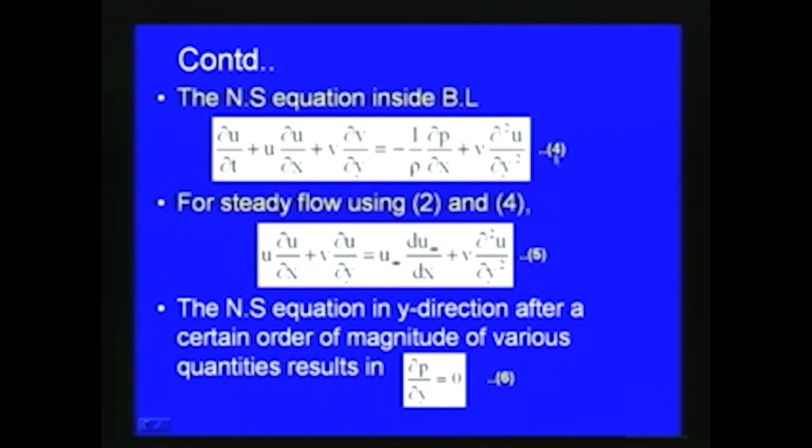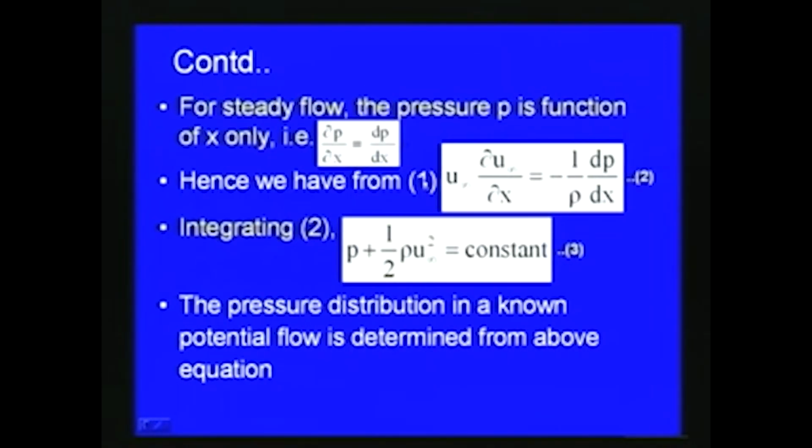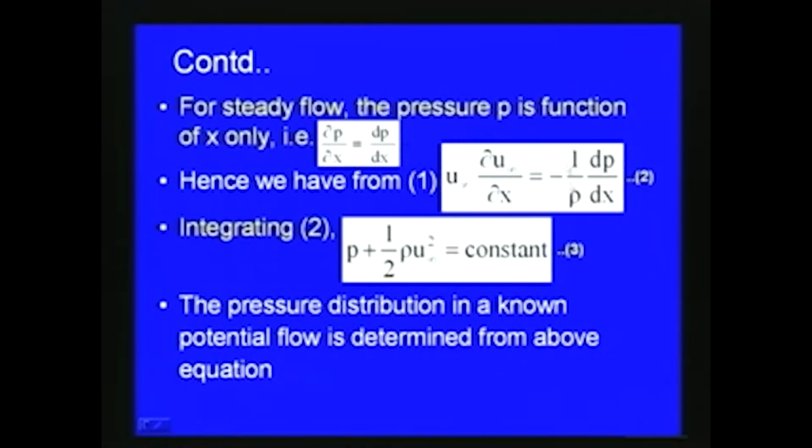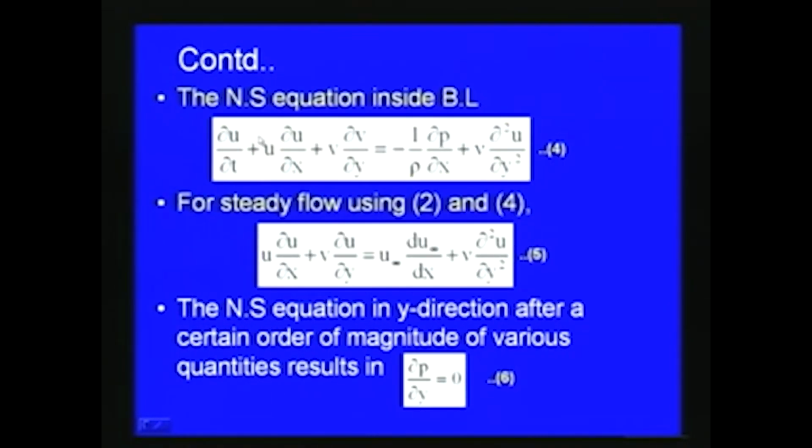So this is the equation inside the boundary layer as put forward by Prandtl. Now if we consider steady flow using equation 2 and 4, we can write the del p by del x term with respect to the earlier condition as derived in equation number 2. So we can write u into del u by del x plus v into del u by del y is equal to u infinity du infinity by dx plus nu into del square u by del y square, as in equation number 5.